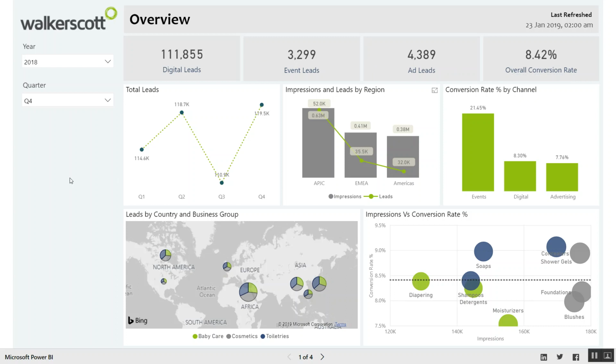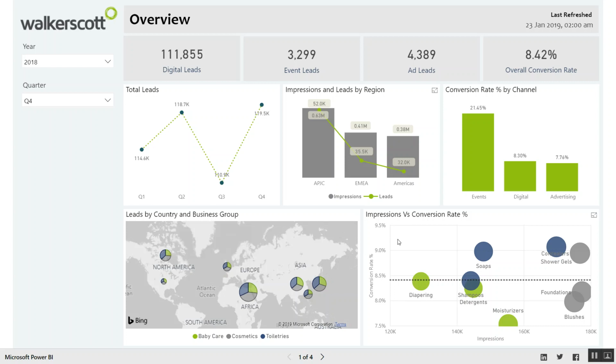Again, total leads. So all this data here is aggregated, and it shows some of the different dimensions that we use to divide our metrics up, obviously by channel. So we're talking about events and digital advertising at a high level. We also do it by country and business group within those countries. If you hover over those, you can see the actual detail down to toiletries, cosmetics.